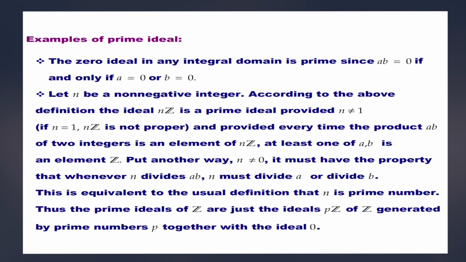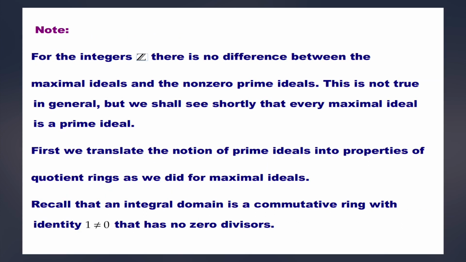Thus, the prime ideals of Z are just the ideals pZ of Z generated by prime numbers p, together with the ideal 0. Note that for the integers Z, there is no difference between the maximal ideals and the non-zero prime ideals. This is not true in general, but we shall see shortly that every maximal ideal is a prime ideal.